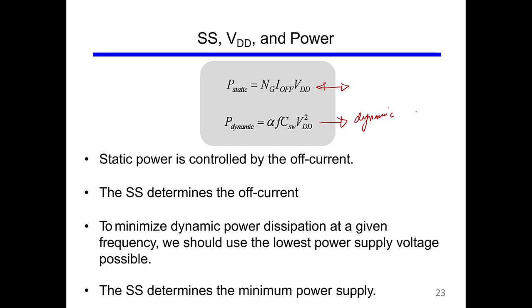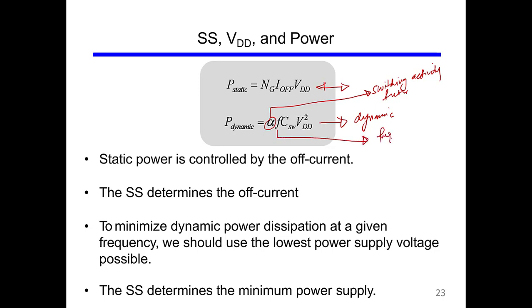But you can see that the dynamic power is determined by this alpha, which is called the switching activity factor. Switching activity factor means how many transistors in your circuit switch at a time. So if more transistors are switching from 0 to 1 or 1 to 0, then the power consumption will be higher compared to if a smaller number of transistors are switching.